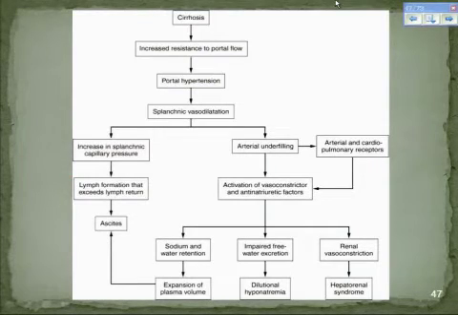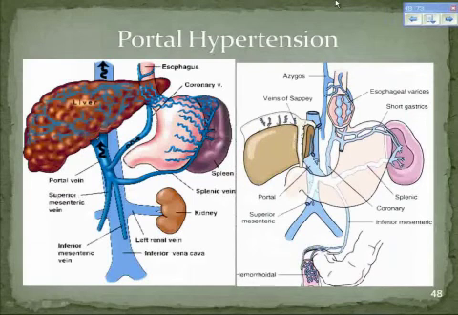Cirrhosis has increased resistance to portal circulation, which leads to portal hypertension, splanchnic vasodilation, and ascites, and it causes arterial underfilling, of course, and lack of activation of vasoconstrictors. It eventually leads to expansion of plasma volume, dilutional hyponatremia, and hepatorenal syndrome is much higher in risk in these individuals. This is what I was trying to show you before.